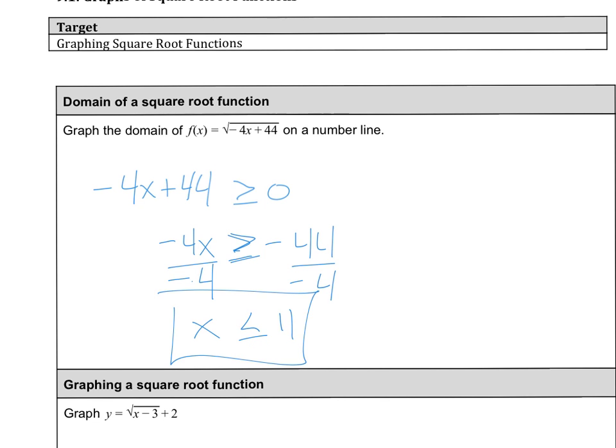And that's the domain. So the big news is just honing in on this idea that whatever's underneath the square root symbol has to be bigger than or equal to 0, because we cannot let it be negative.